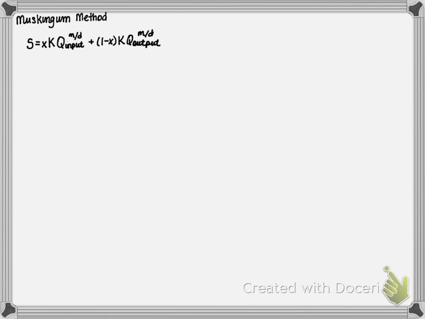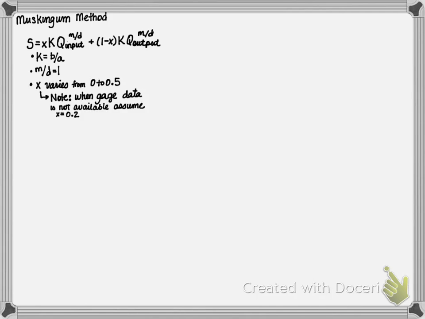The next method we're going to talk about is the Muskingum method. The Muskingum method uses the same beginning storage equation as developed in our theory. In this method, K is still equal to B over A. M over D is equal to 1. The value of X can vary anywhere from 0 to 0.5. It's no longer 0.